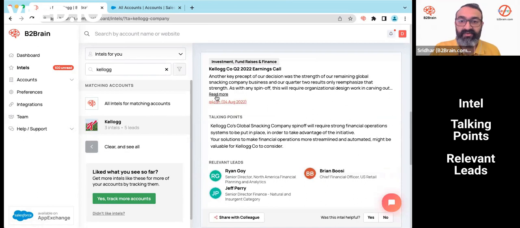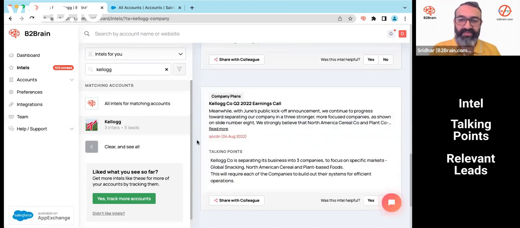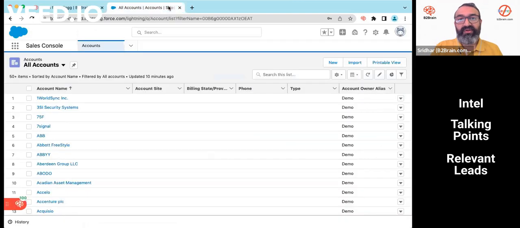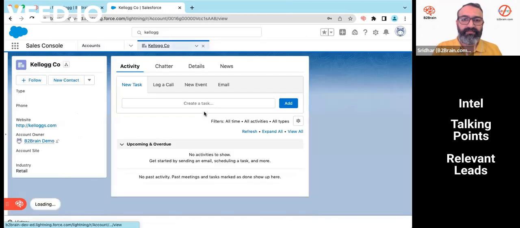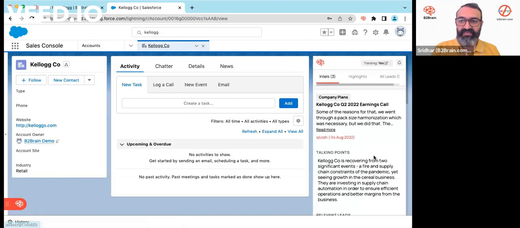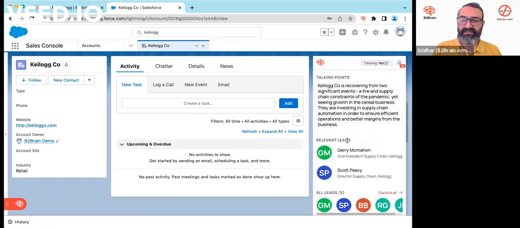Or they are going to spin it off into 3 business units. And how would you engage if you were providing highly sophisticated financial automation capabilities to streamline their operations? You can leverage the talking points that are available within B2Brain to engage with the company, right? So if you wanted to see them within your CRM, you could do that too. You can open these up within your CRM and you can see the intel along with the talking points here.